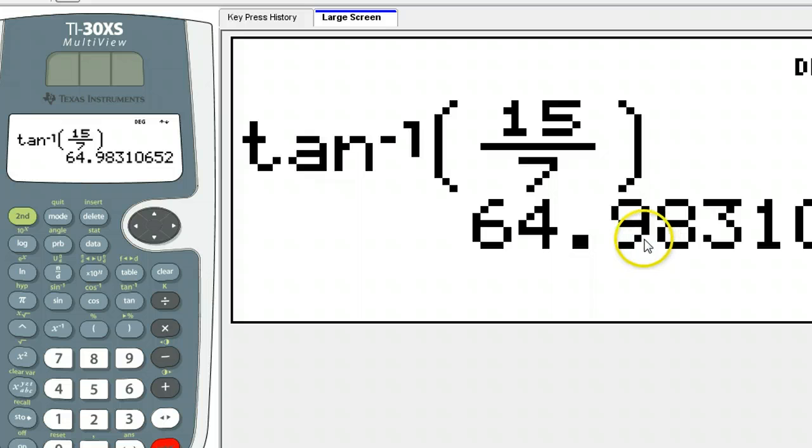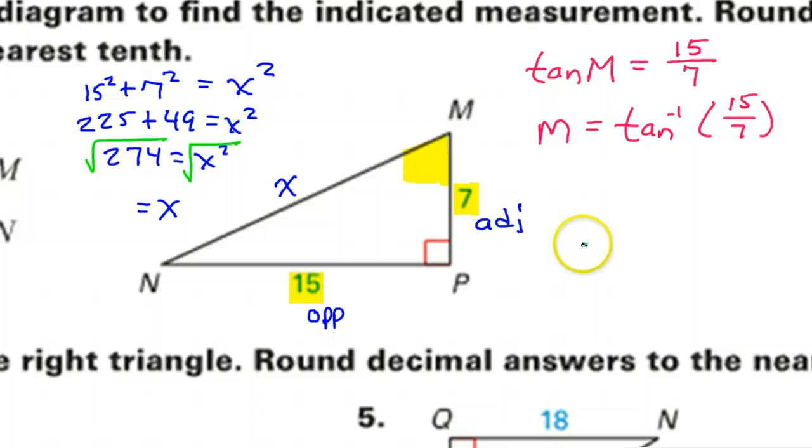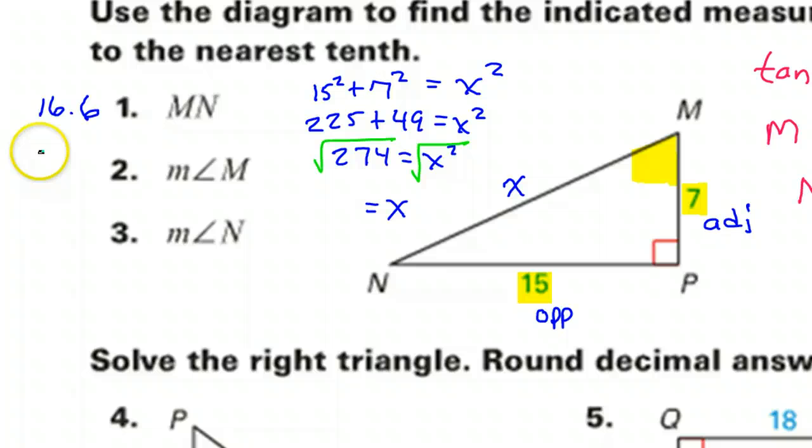So to the nearest tenth, we've got 64.9, but we have to round up. So that's actually going to round up to the next whole number. So this will be 65.0. Alright, so angle M is approximately 65 degrees. Okay, so now we have angle M. Let's go ahead and write that down.